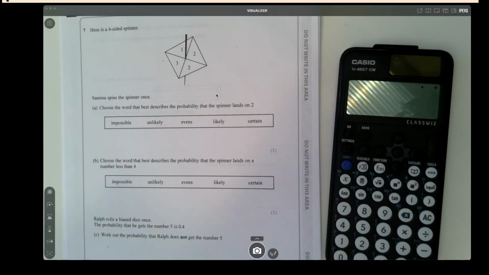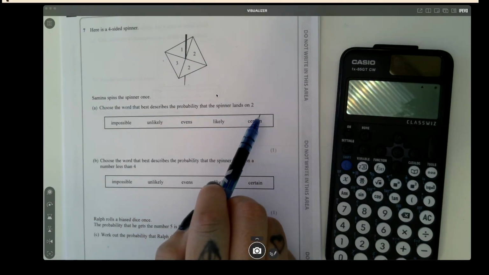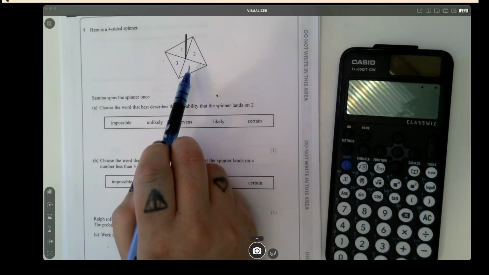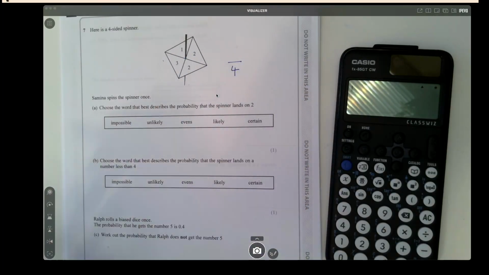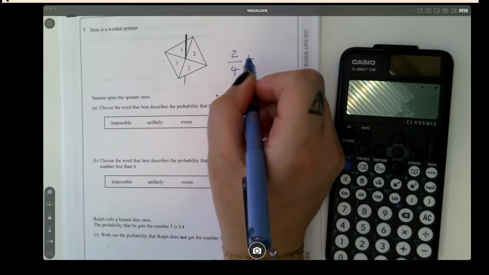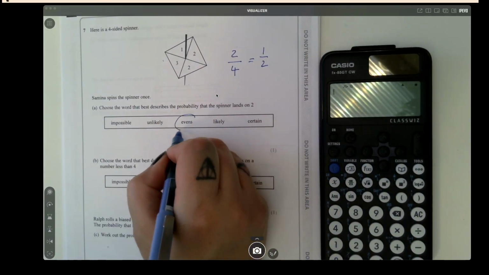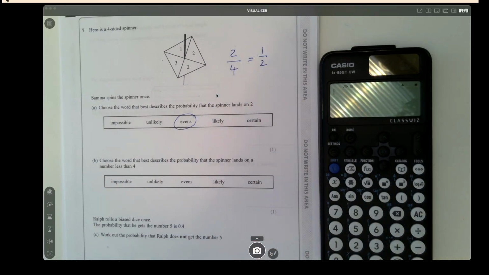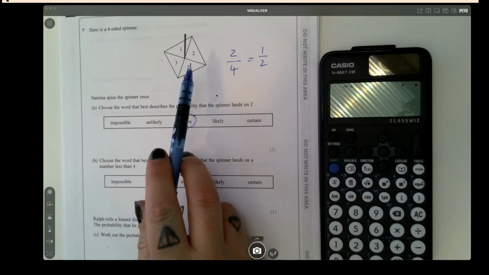Question 7. Here is a 4-sided spinner. Samina spins the spinner once. Part A. Choose the word that best describes the probability that the spinner lands on a 2. So there are 4 possible answers. There are 4 possible sections of the spinner that it can land on. 2 of them are a 2, which simplifies to a half. So it's an even chance, a 50-50 chance that the spinner is going to land on a 2.